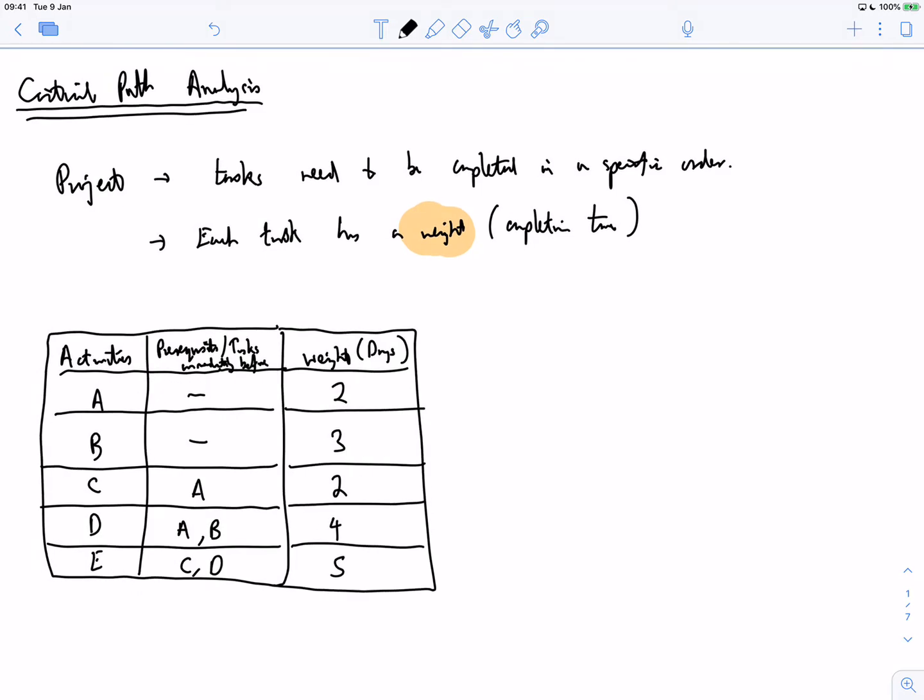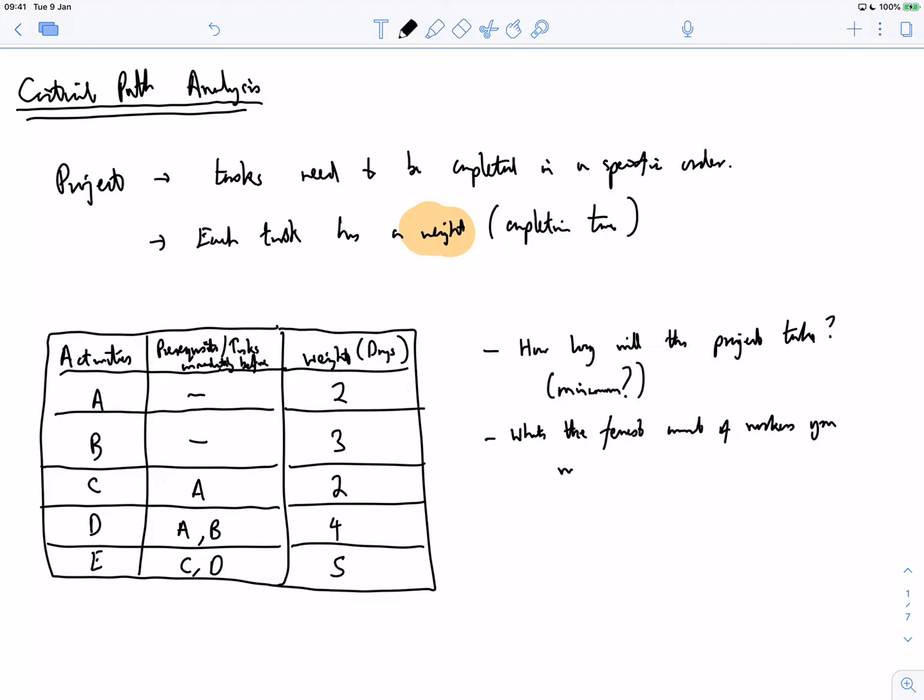Then questions might arise from this, such as how long will this project take? Is there a minimum? And what's the fewest amount of workers you would need to employ? Okay, so critical path analysis is all about answering questions like this.